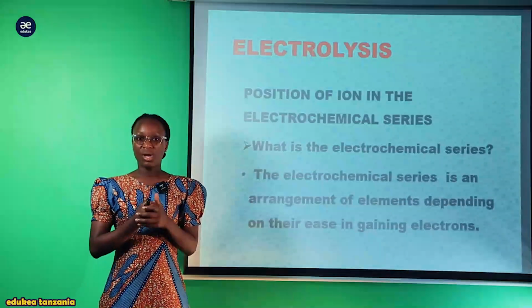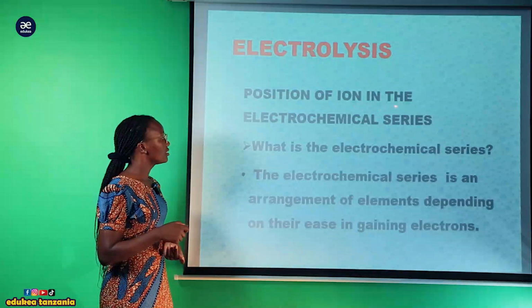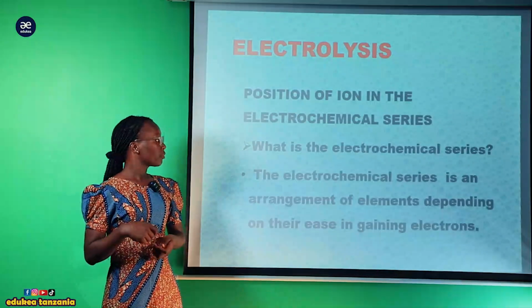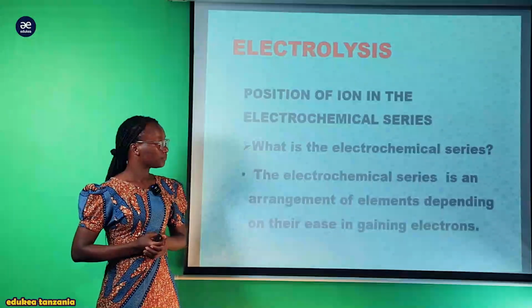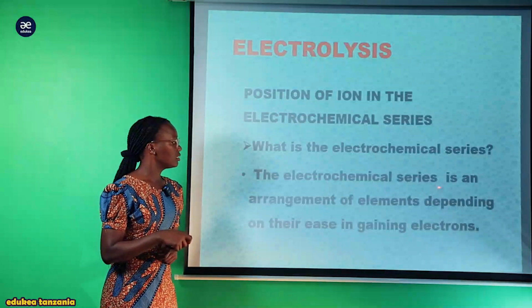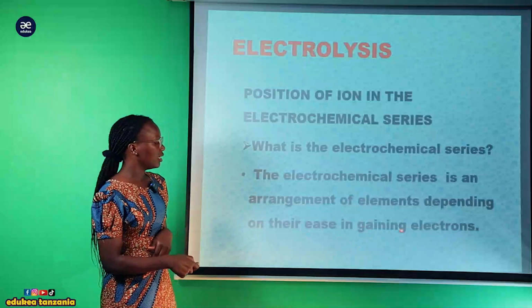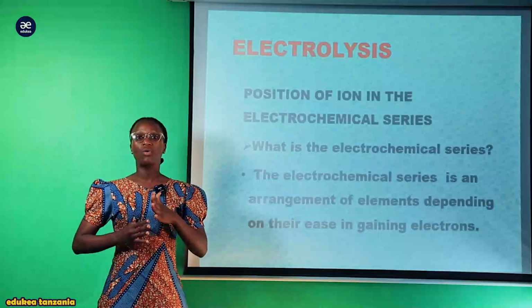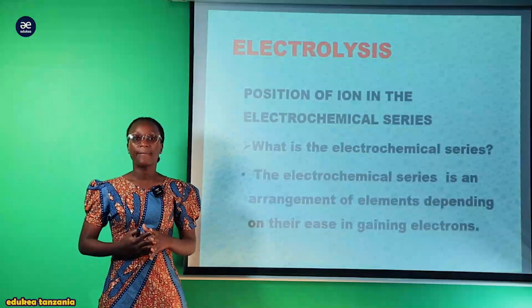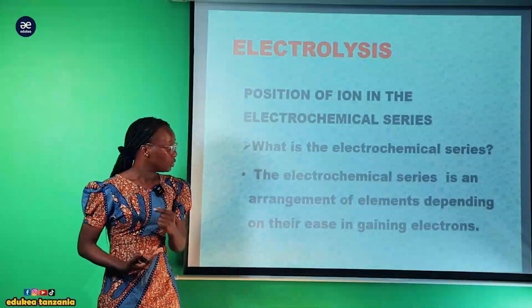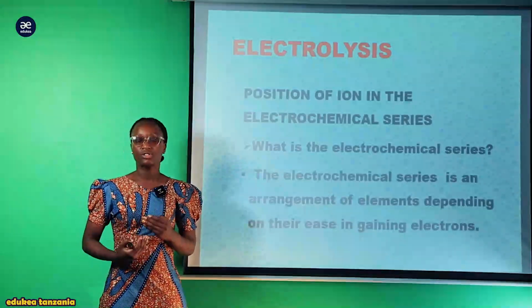Now let us start with one factor after another, by starting with the factor of position of ions in the electrochemical series. Now, what is the electrochemical series? Tunapozungumzia electrochemical series tuna maana gani? The electrochemical series is an arrangement of elements depending on their ease in gaining electrons. Kwamba tunaangalia kumbe ni mtiririko, mpangilio wa elements kulingana na zenyewe ambazo zinaweza kugain electrons kirahisi, the ease in gaining electrons.